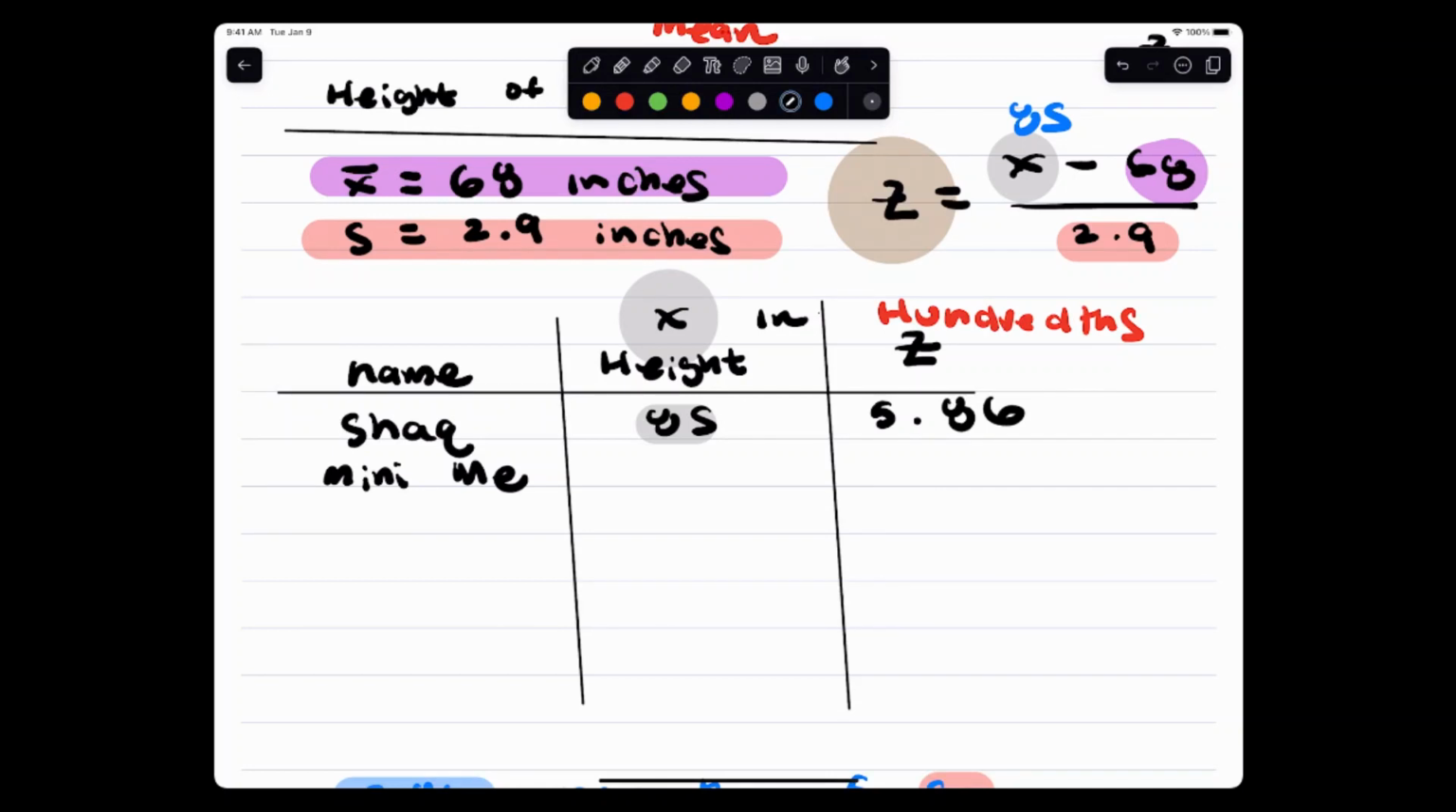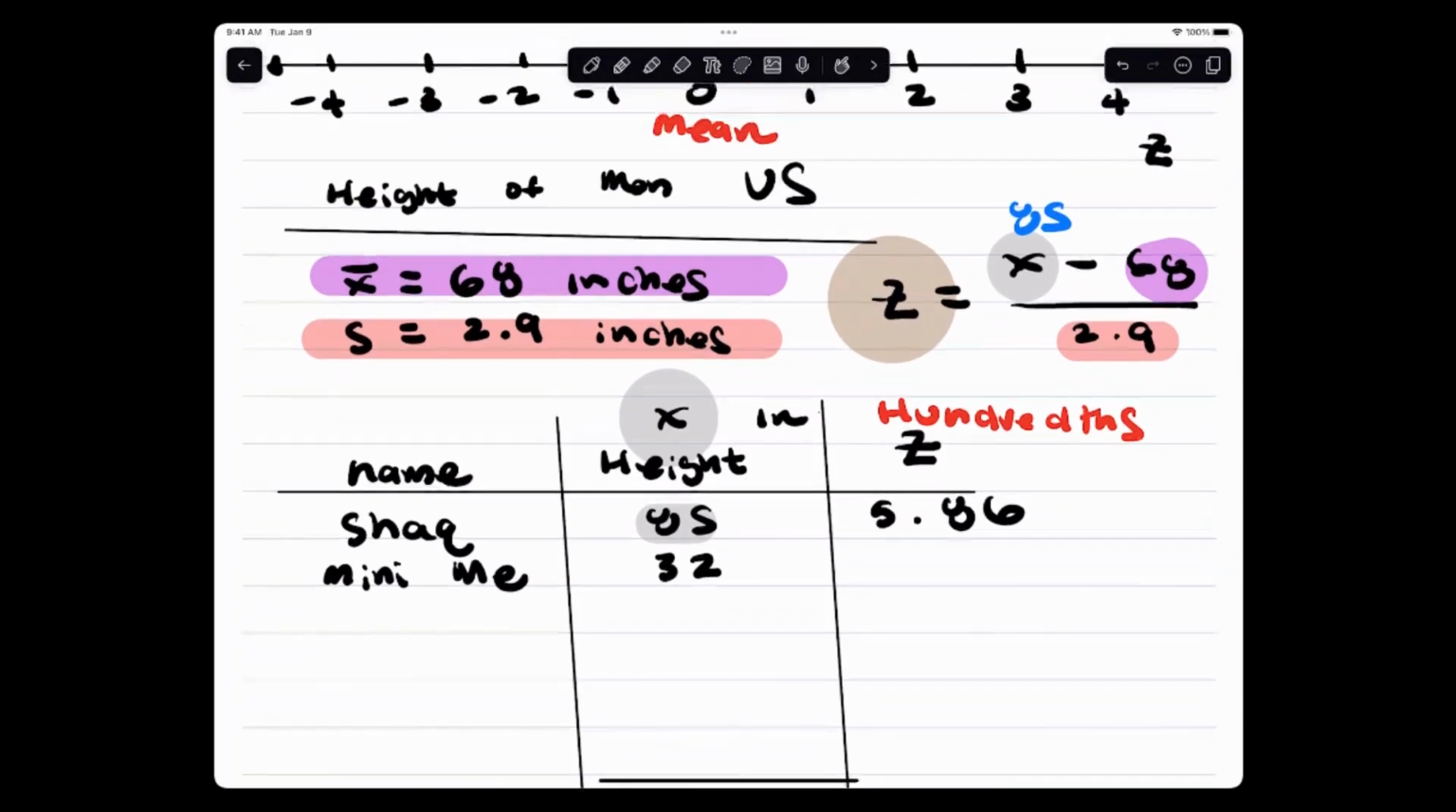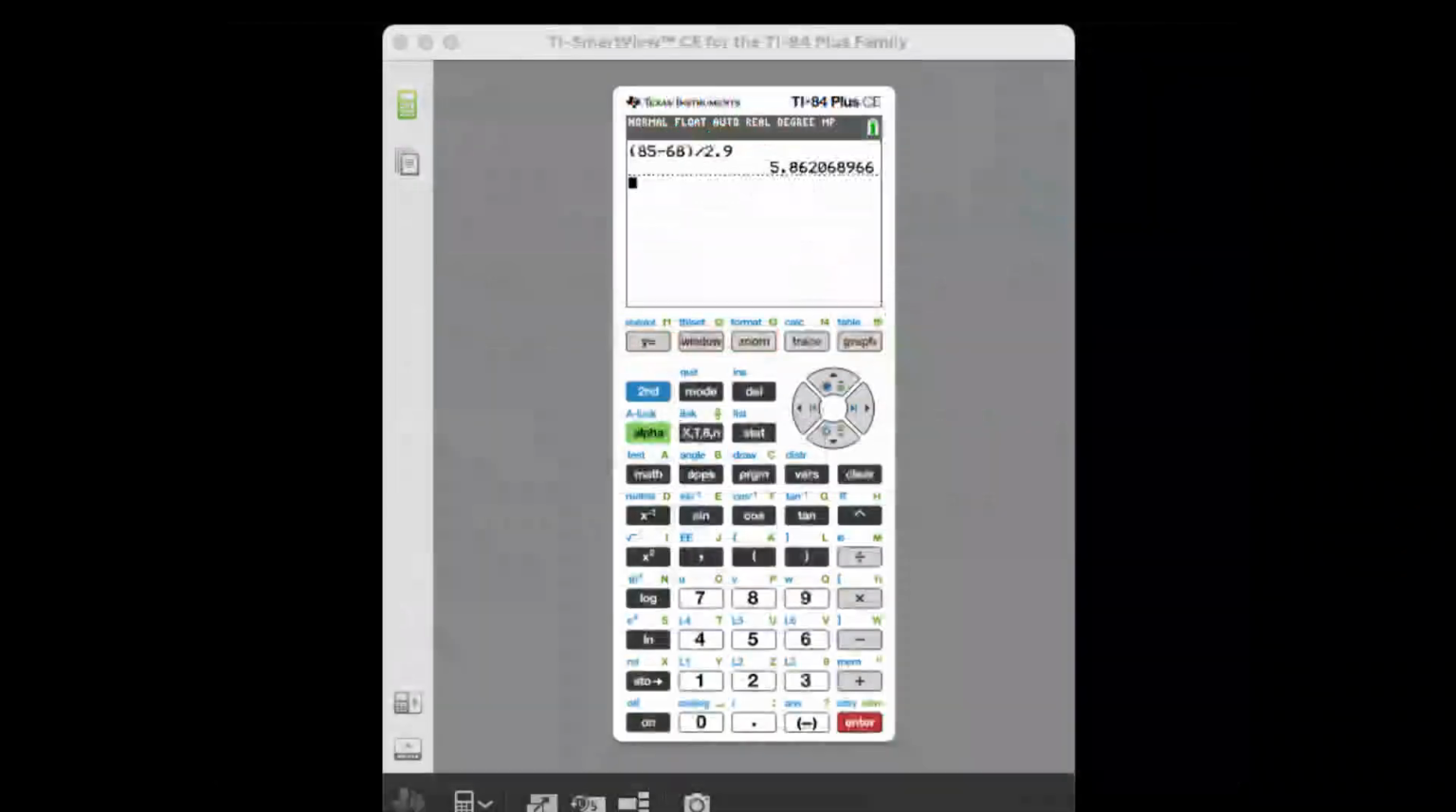2'8". Thank you. 2'8". How many inches is 2'8"? 2 times 12 is 24, plus 8 would be 32 inches, okay? Let's check Mini-Me's height. You say, how do I do that? Well, plug in now what number for x, because it's a data value. Plug in 32. So in our calculator, we're going to say 32 minus 68 divided by 2.9. What is this going to be? Negative 12.41. Is that true?